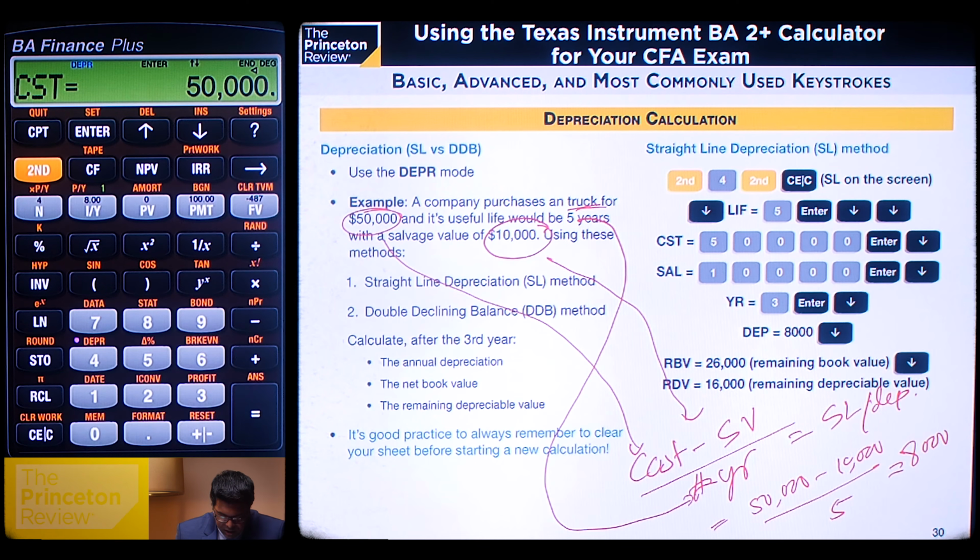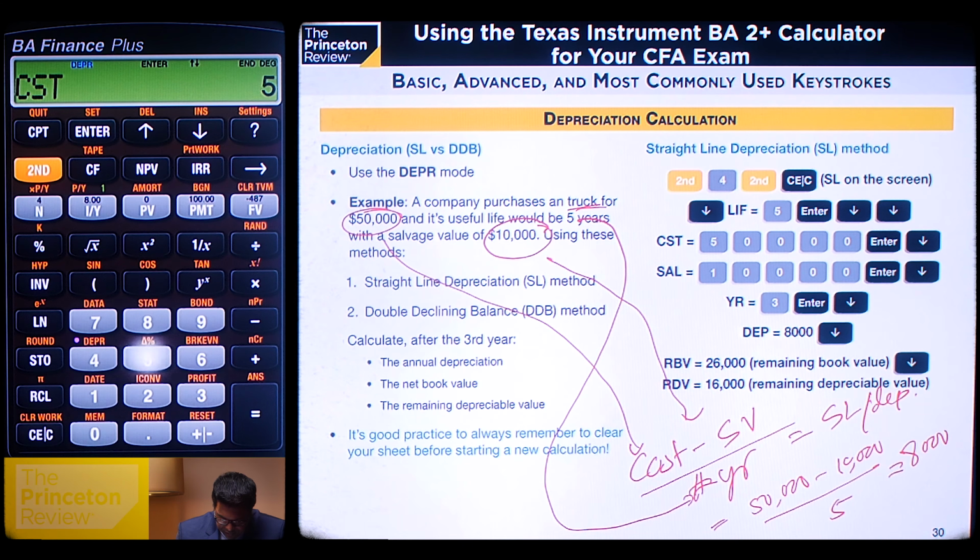Cost of the machine, it's already there. So I'm going to clear this up. So I'm going to start from the beginning again. Second, depreciation, straight line is what we want, down. My life is 5 years, life, enter, down, down, ignore M, keep it at 1.